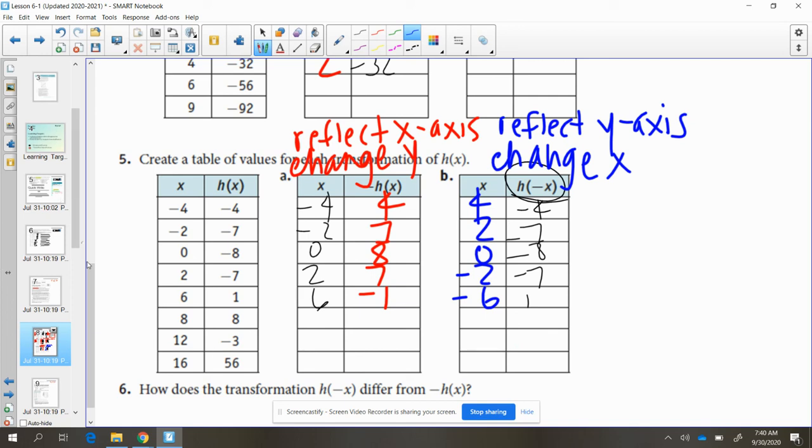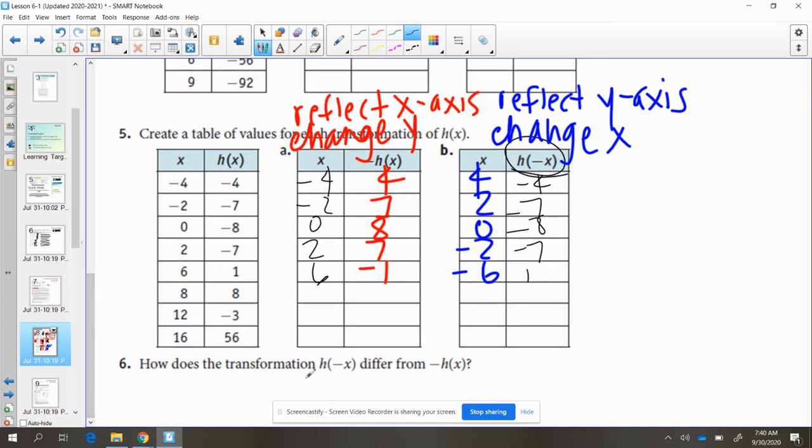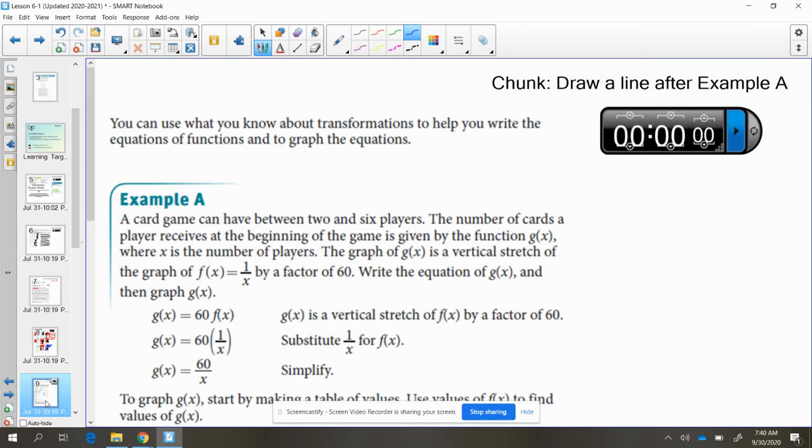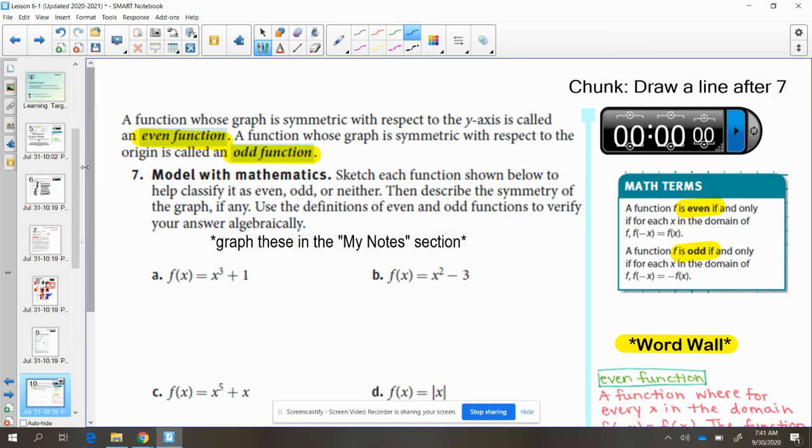Okay. So again, it's a little bit backwards. Number 6 is actually kind of what we wrote up here. When you're reflecting over your x-axis, you're really changing the y value. Reflecting over your y-axis, you're really changing the x value to flip your function. Okay. We're also going to skip page 80. Let's just save us a little time, make this video not forever.